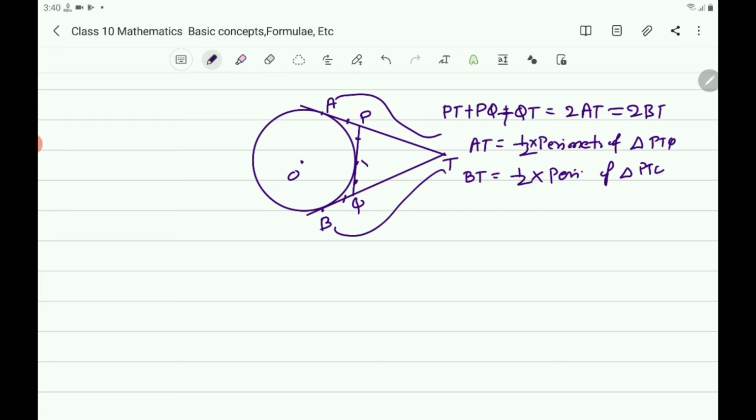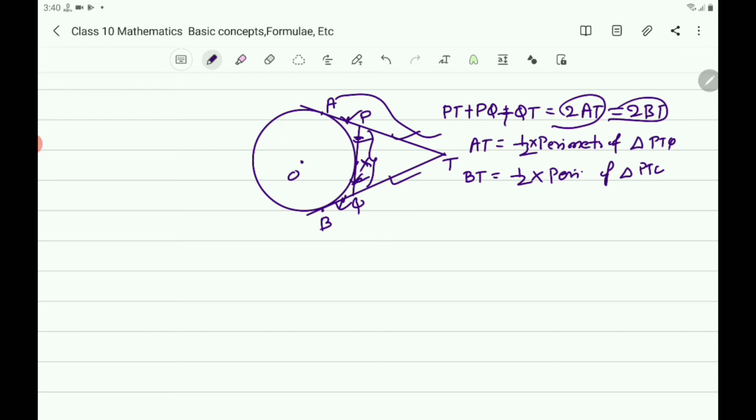this is equal to this one and this is equal to this one. So if you take the perimeter, that becomes PT plus TQ plus QX plus PX. In the place of these two, you can take these two. So that becomes AT plus BT. That is nothing but 2AT or 2BT, because AT and BT are the same.